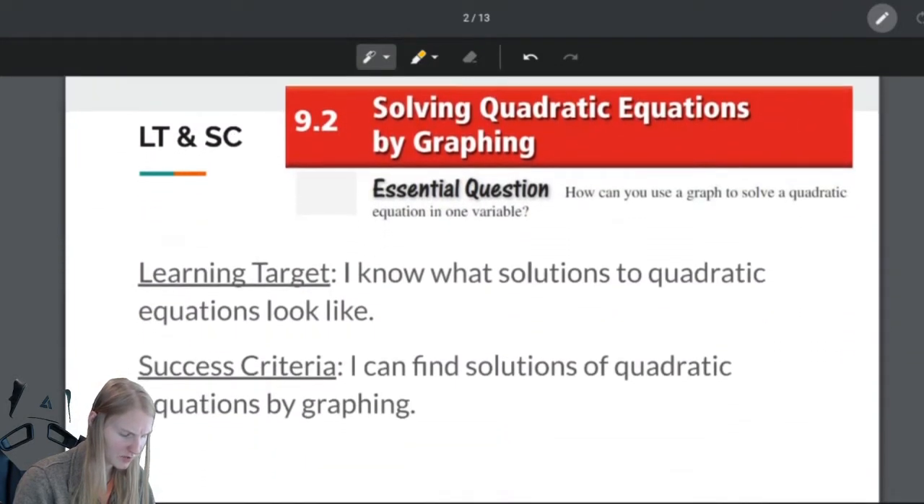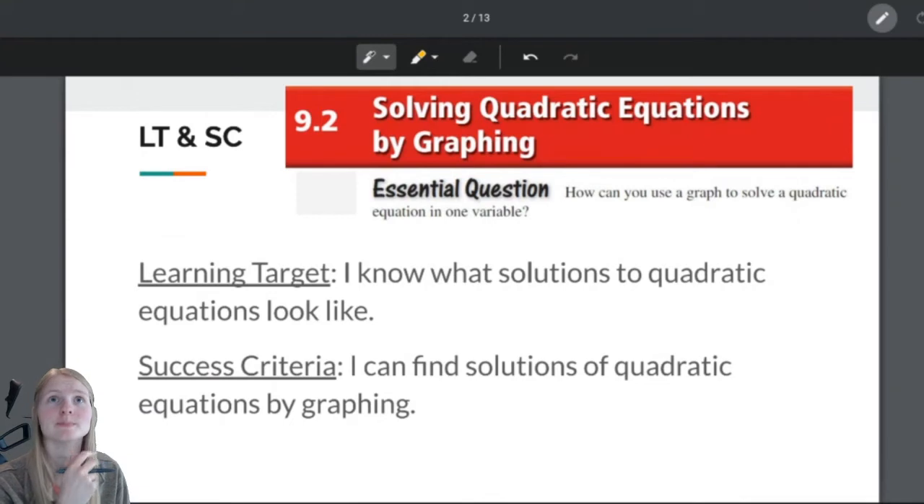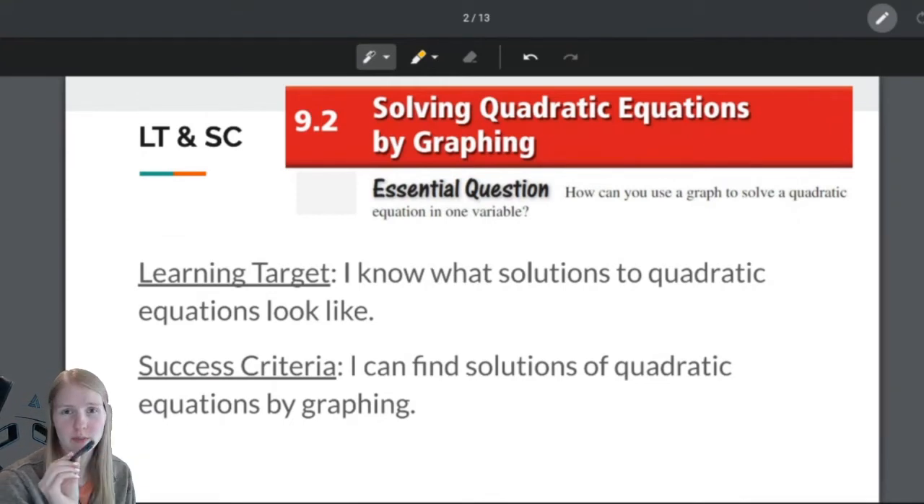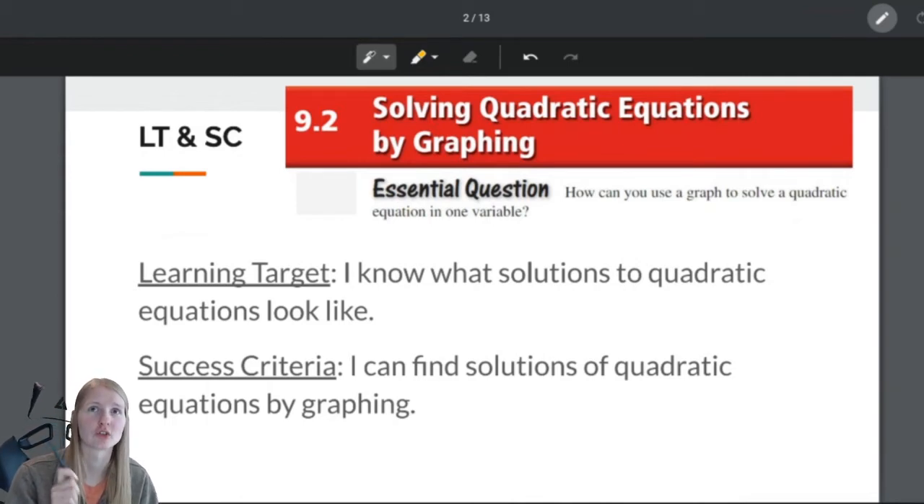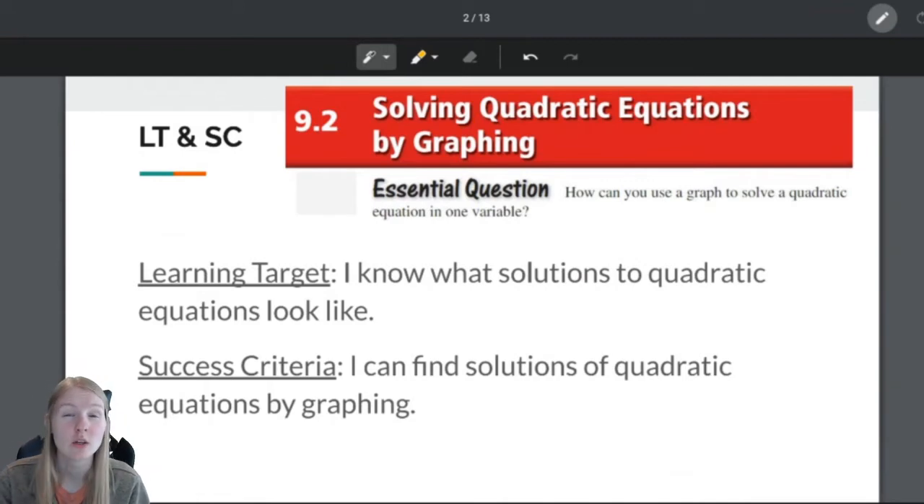Speaking of the lesson for today, here is what it is about. We begin chapter 9 today. We are skipping 9.1 for the sake of time, and we are moving on to 9.2, solving quadratic equations by graphing. How can you use a graph to solve a quadratic equation in one variable?